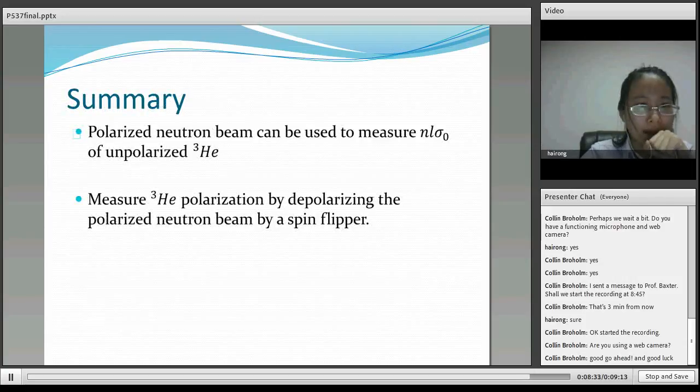So here's my summary. The polarized neutron beam can be used to measure NL sigma 0 of unpolarized helium-3, and we can measure the helium-3 polarization by depolarizing the polarized neutron beam with a spin flipper. Okay, so that's a brief introduction of the helium-3 analyzer.